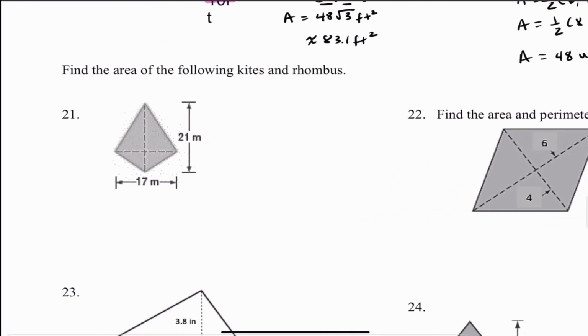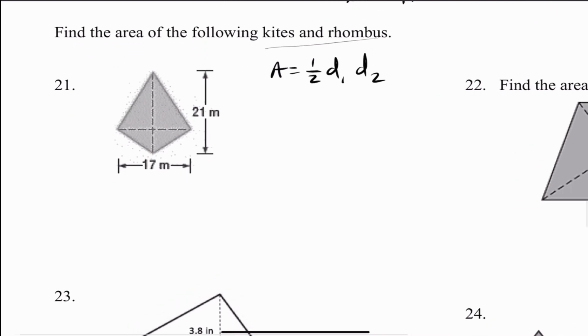Number 21, find the area of the following kites and rhombus. They share the same formula. A equals 1/2 diagonal 1 times diagonal 2. So if I look at this, okay, well, this is my kite. So A equals 1/2 of 21 times 17. Okay, so 21. This is how long this diagonal is. I'm talking about the full diagonal there, as well as this diagonal, the full diagonal there as well. All right, so A equals 178.5 meters squared. Number 21 is that.